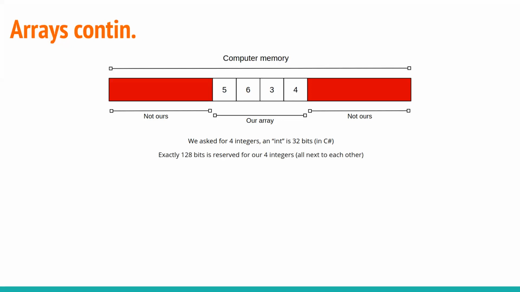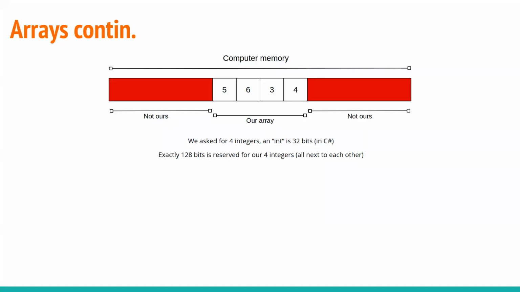So when we asked for 4 integers, exactly 128 bits of memory was reserved for us. And it's all next to each other, right? We have 32 bits, 64 bits to get us to the end of the 6. What is that? 96 bits to get us to the end of the 3. And then 128 to get us to the end of the 4. Let me just make sure my math was correct on that. It was. So if we reserved another integer, that would get us another 32 bits, which would take us to 160 bits.